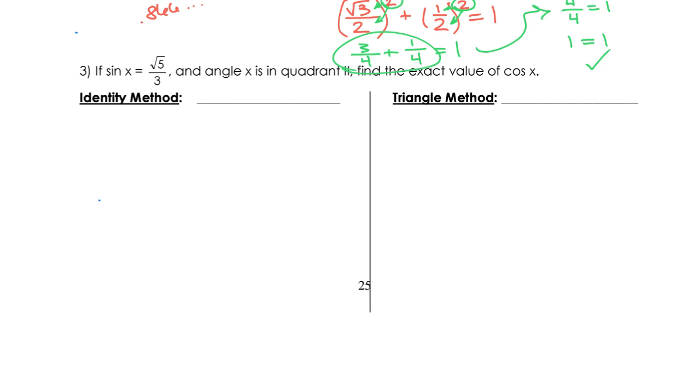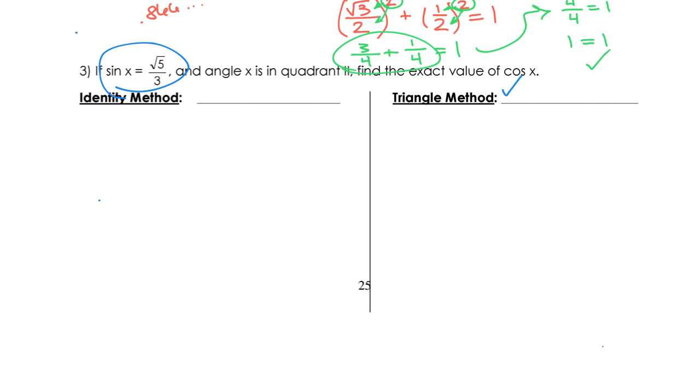Well, we already have a method that lets us find the exact value of cosine or sine, depending on which one we're given and which one we're looking for. But now we just have another method, okay? So we like to use the triangle method. We already know this one, okay? So I'll use this one first just to show you that you already know.